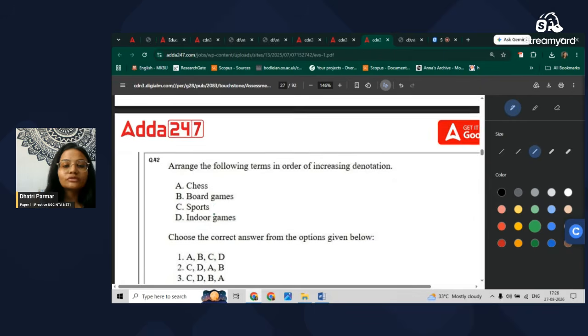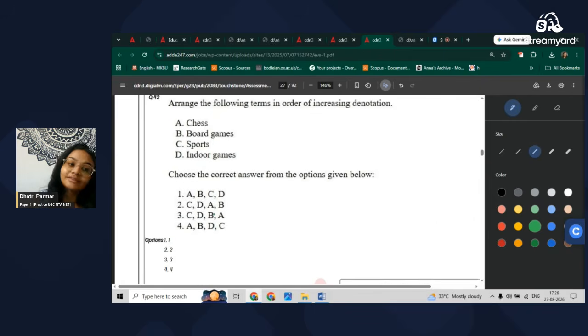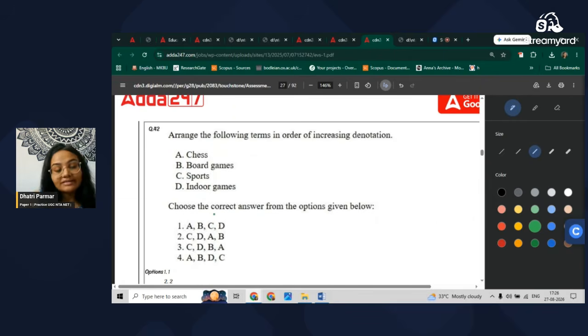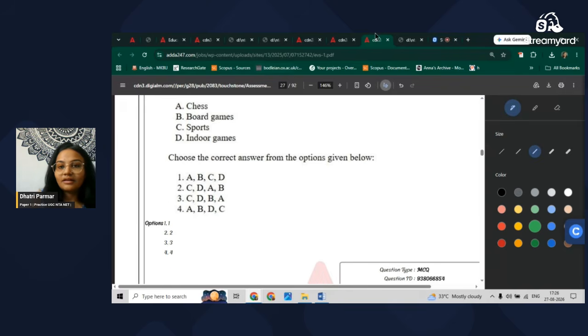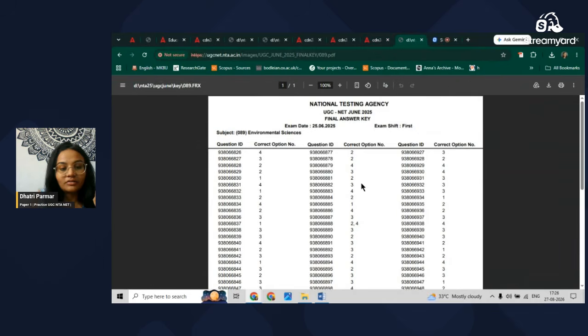Arrange the following terms in order of increasing denotation. Increasing denotation. Okay. Chess, board game, sports, indoor games. So we have sports followed by indoor games, board games, and chess. So C, D, B, E. C, D, B, E. That is the correct option.